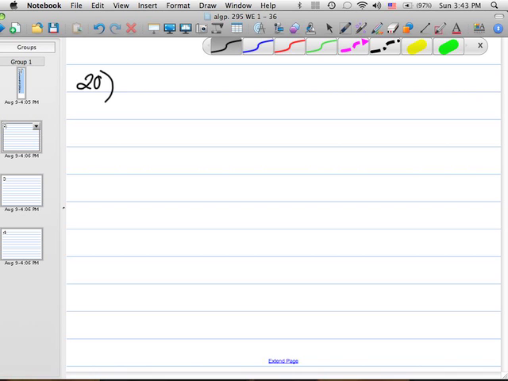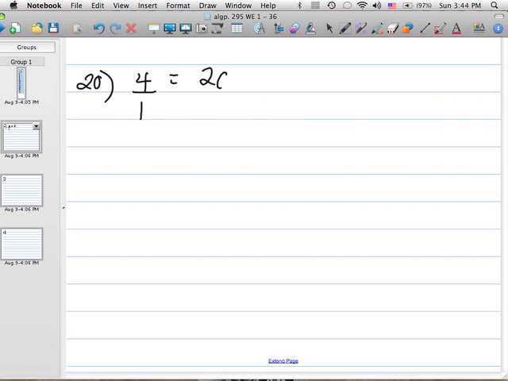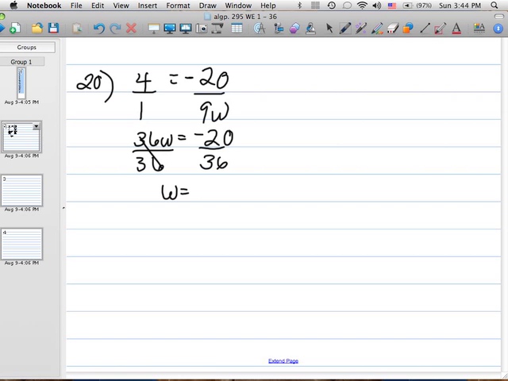Problem 20. We have 4, which we'll put over 1, equals 20 over negative 9w. I'm going to move that up to the top. Cross products, I get 36w equals negative 20. Divide both sides by 36. And I get w equals, we can divide by 4. 4 goes in there 5, and into 36, 9. So it's negative 5/9.